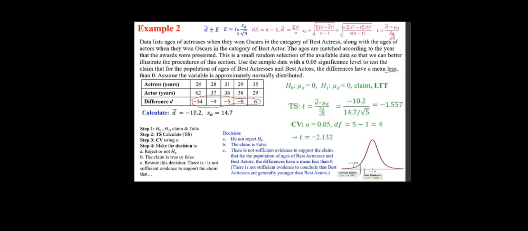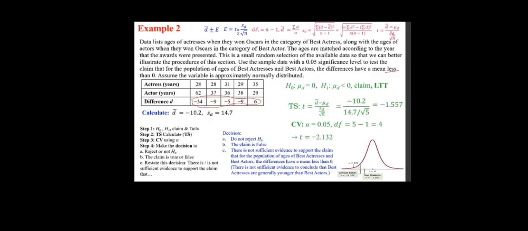And then you do your writing. So do not reject H0. The claim is false. There is not sufficient evidence to support the claim that for the population of ages of best actresses and best actors, the differences have a mean less than 0. There may be other ways of putting it. There is not sufficient evidence to conclude that best actresses are generally younger than best actors, however you want to put it.